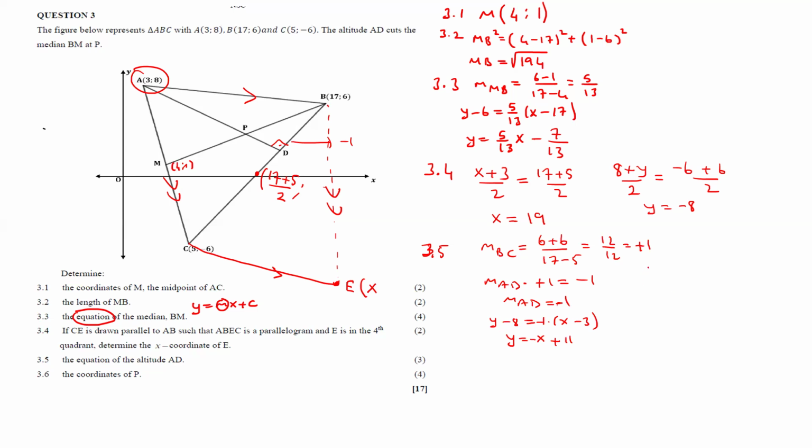Or you can find out the c value. So you can say 8 is equal to negative 1 times 3 plus c. C is equal to 11. And then you can find out the equation as negative x plus 11. Okay, it's up to you.